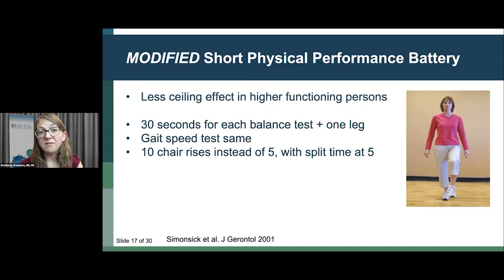So while I'm finishing this presentation, I'd like you to all stand up and practice the one-leg balance test and see if you can hold it for at least 30 seconds and we get a perfect score. The gait speed for this is the same, and then the last part is 10 chair rises instead of 5, so really separating out those perfect chair rise times as well. The chair rise can also just be used on its own as a continuous measure, which can be helpful.